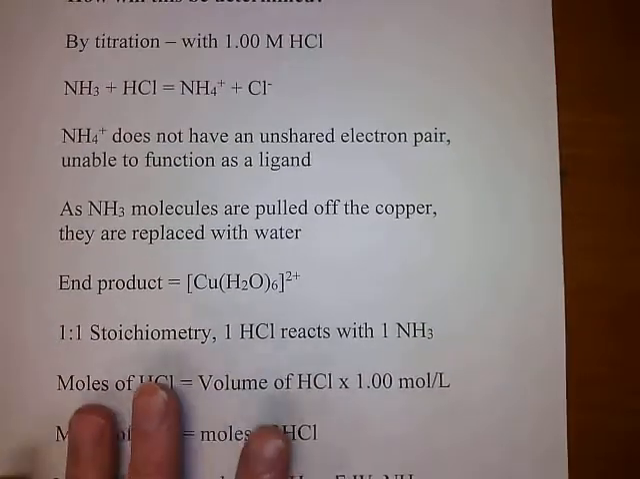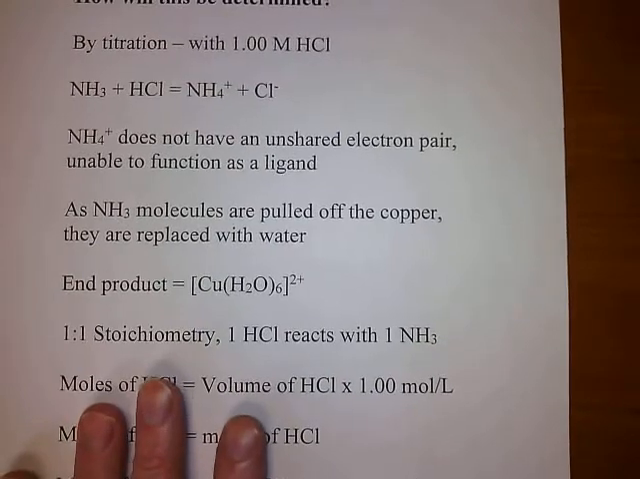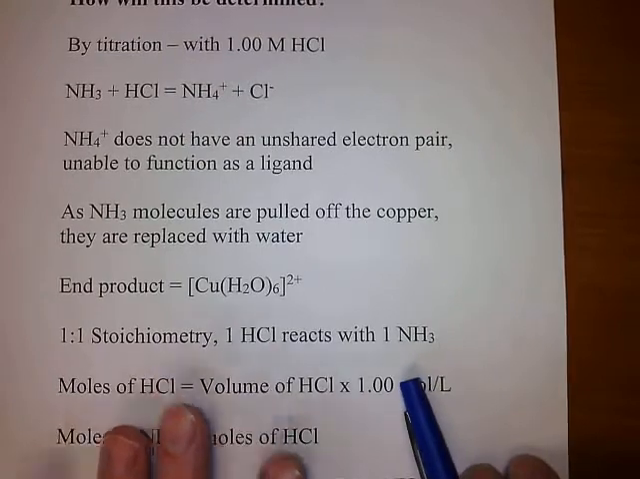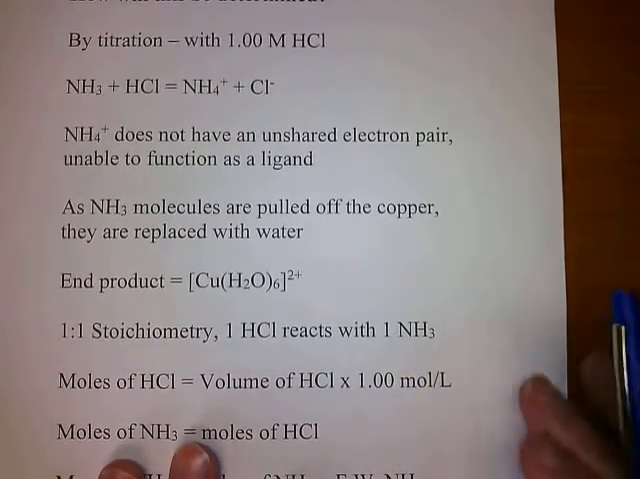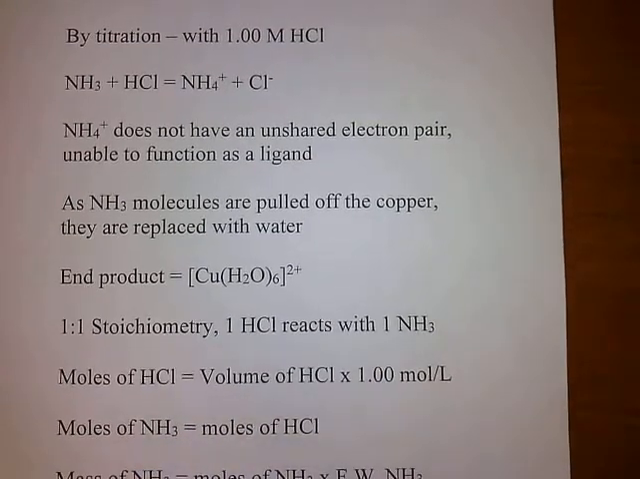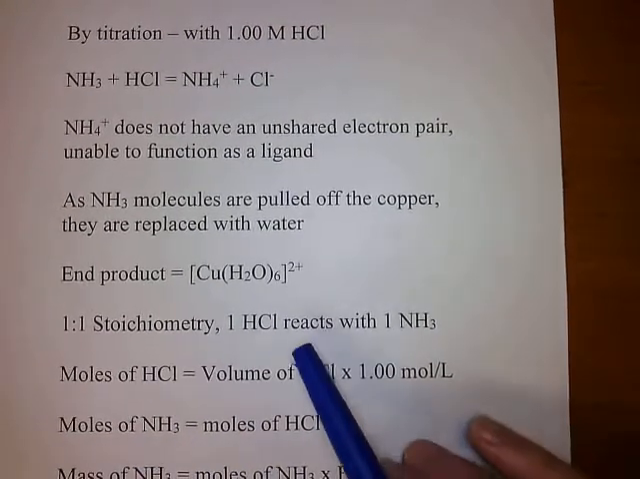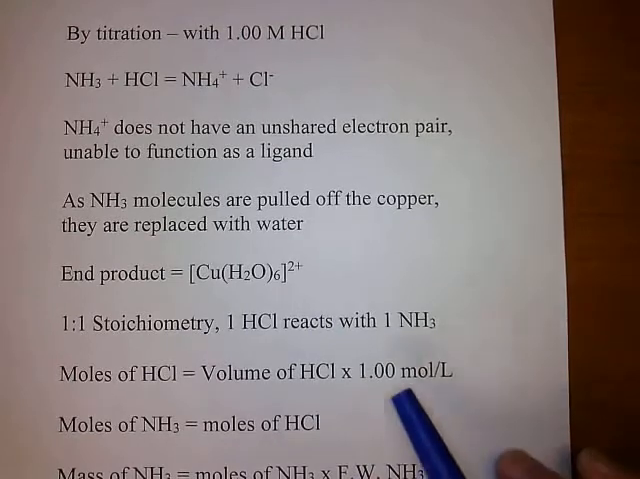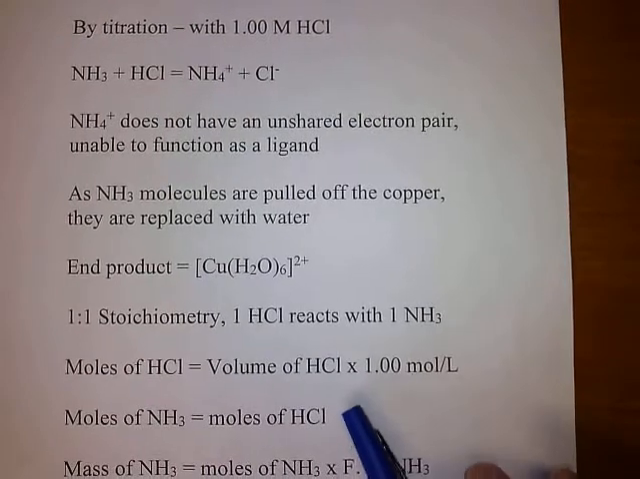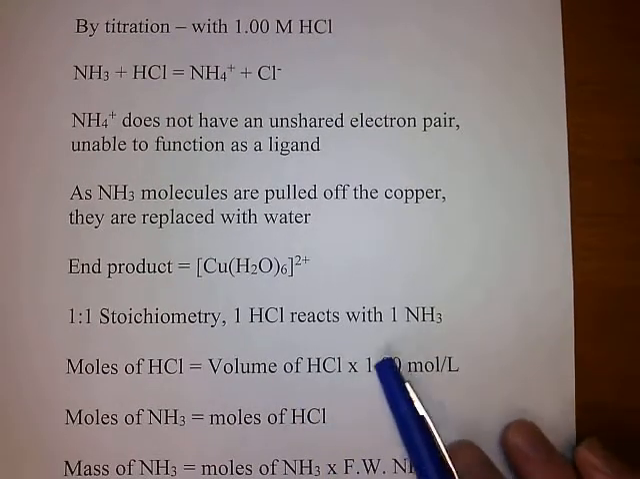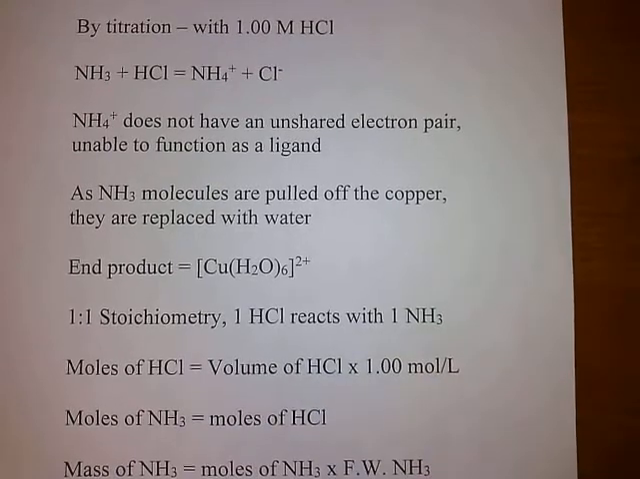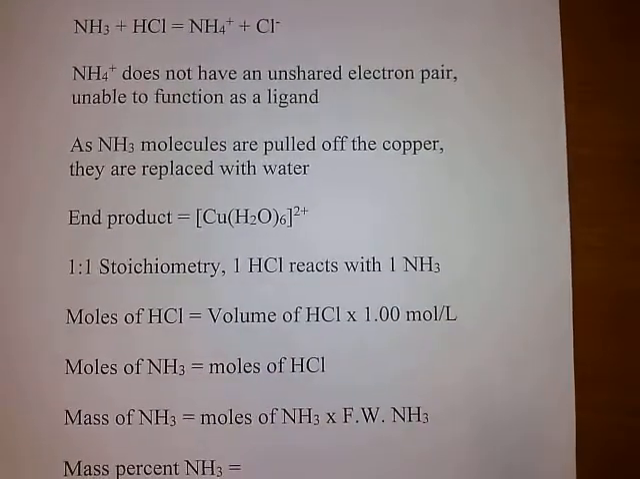But it's a 1-to-1 stoichiometry, meaning that 1 HCl reacts with 1 ammonia. So once you figure out how many moles of HCl you've added, it's the same as the moles of ammonia in the sample. How do you figure out how many moles of acid you've added? It's the volume times the concentration, right? And to make calculations easy, the molarity is 1 mole per liter. Just be aware you'll have to convert the volume from milliliters into liters.